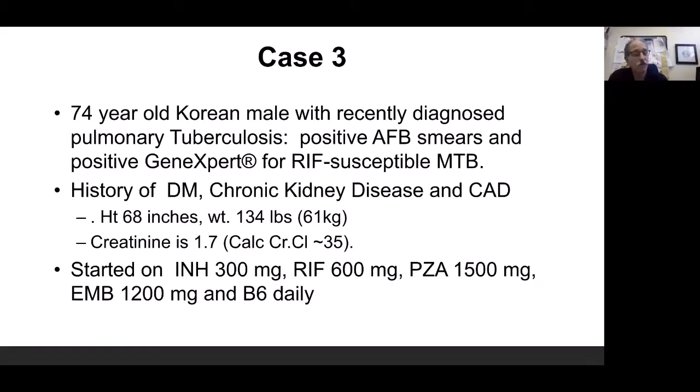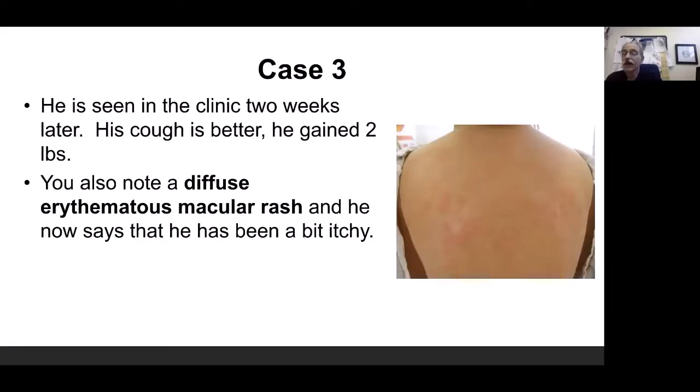B6. He comes back to the clinic 2 weeks later. He's doing better. His cough has improved. He's gained a couple of pounds. However, you happen to look at his back and you see this rash, and now he tells you, like, yeah, I've been a little bit itchy. How are we going to manage him?